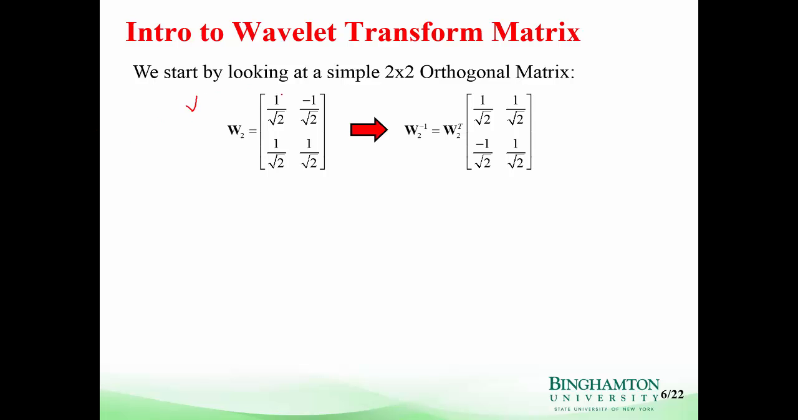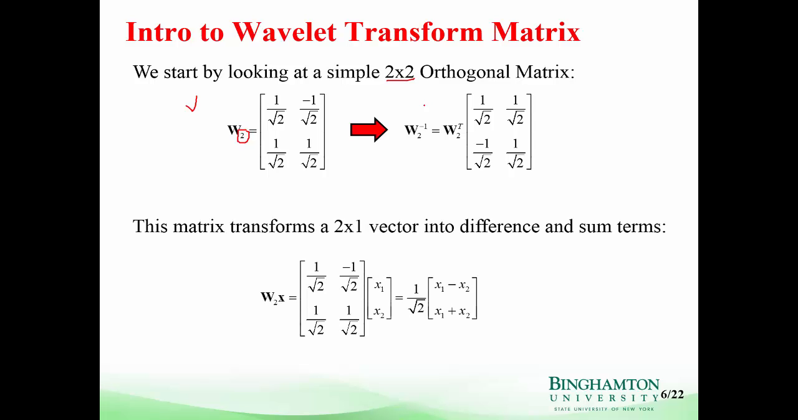So anyway, we're going to start off with this simple matrix here. You can see mostly it's built from a 1, -1, 1, 1, but it's been normalized by dividing by square root of 2, so that everything is normalized. And you can verify that this is indeed a 2 by 2 orthogonal matrix. Therefore, to get its inverse, all we have to do is transpose it. We'll call this W sub 2, and the 2 tells us that it's the 2 by 2 version of this particular matrix.